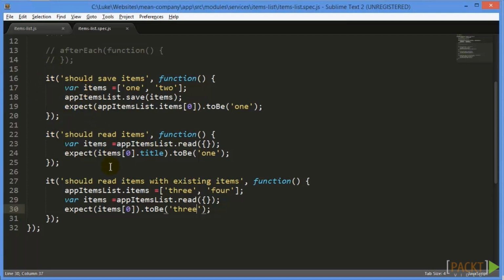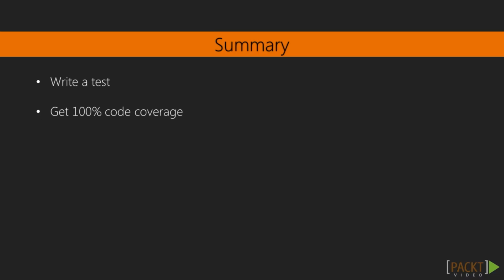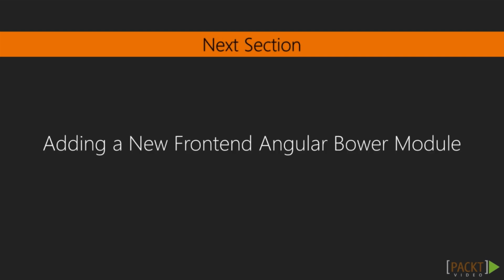And we got 100% code coverage, and we have at least one expectation in each if statement, which is good because, again, we could get rid of the expect statements and still have 100% code coverage, but it won't guarantee that our code works. So it just means that we ran all the lines. So it's really important to have expectations in addition to having high code coverage. So that's how to write tests and get high code coverage. In the next section, we will go over adding a front-end Bower module to your application.